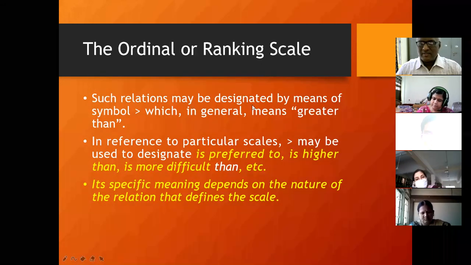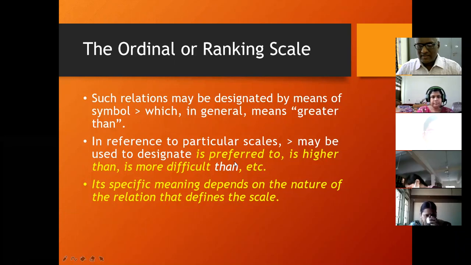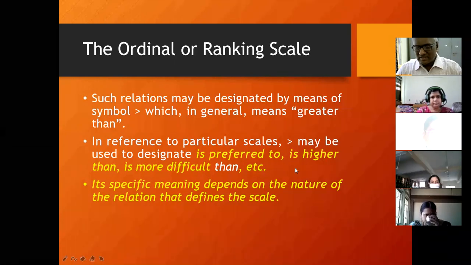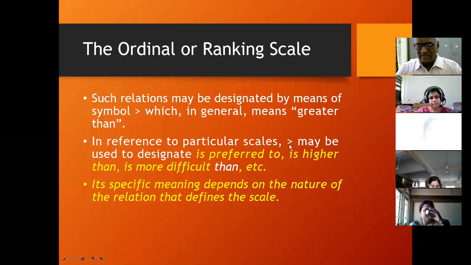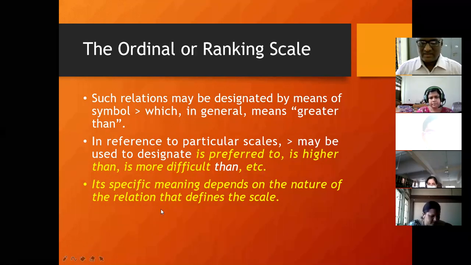Such relations may be designated by means of a symbol greater than. The higher order is greater than the lower order. In reference to a particular scale, greater than may be used to designate is preferred to, is higher than, is more difficult, etc. You can use words like this to designate the symbol greater than. Its specific meaning depends on the nature of the relation that defines it.